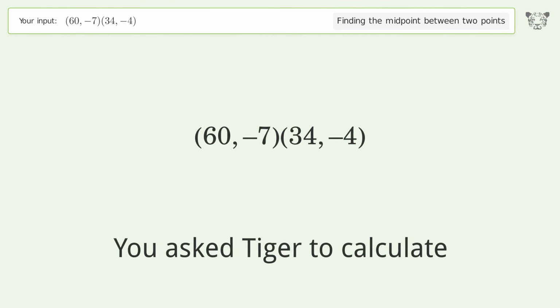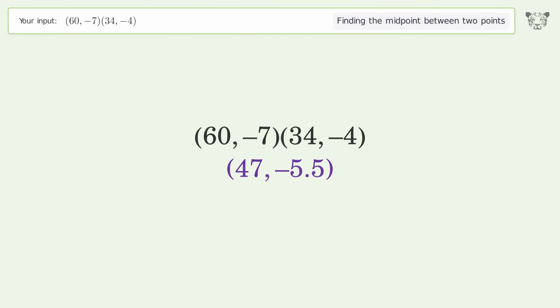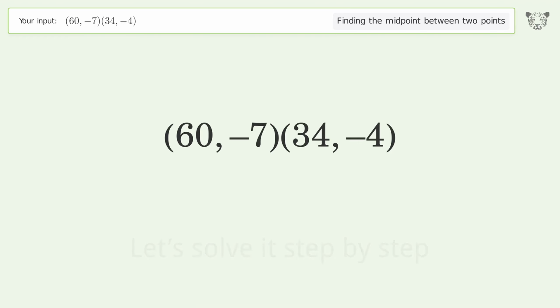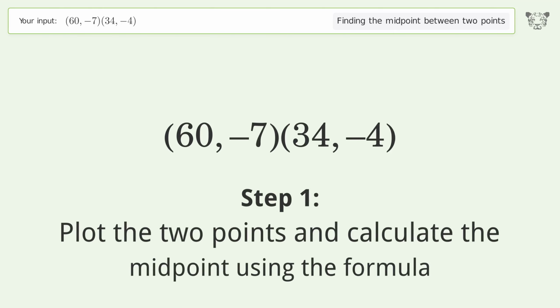You ask Tiger to calculate. This deals with finding the midpoint between 2 points. The midpoint between the 2 points is 47, negative 5.5. Let's solve it step by step. Plot the 2 points and calculate the midpoint using the formula.